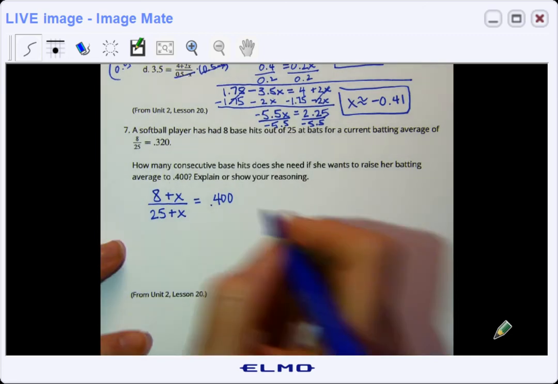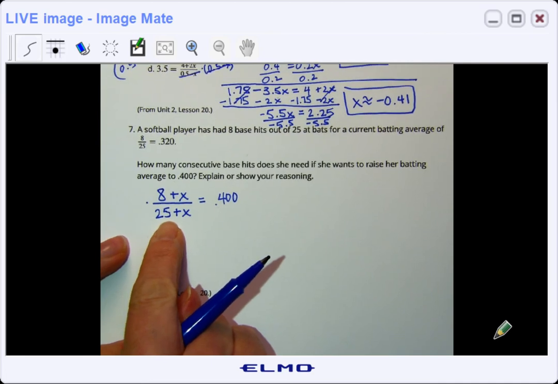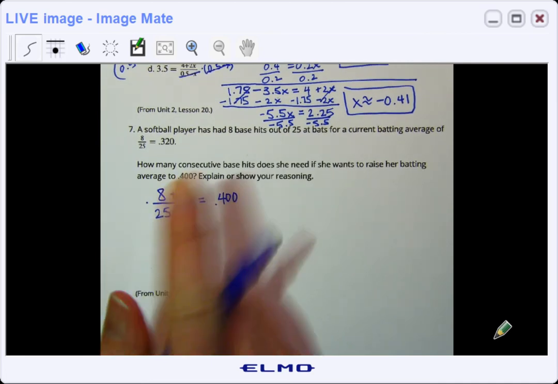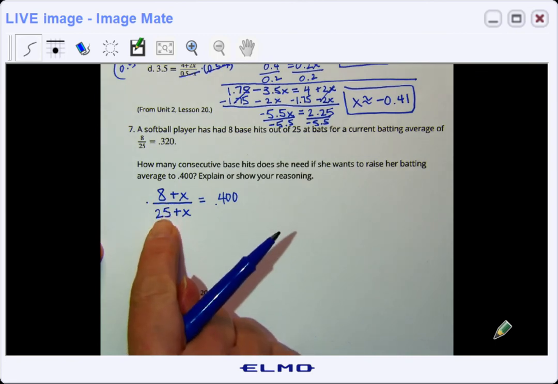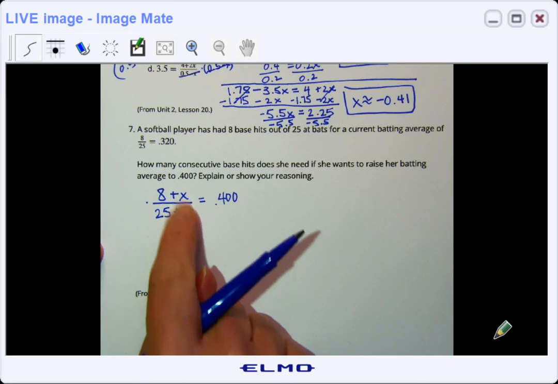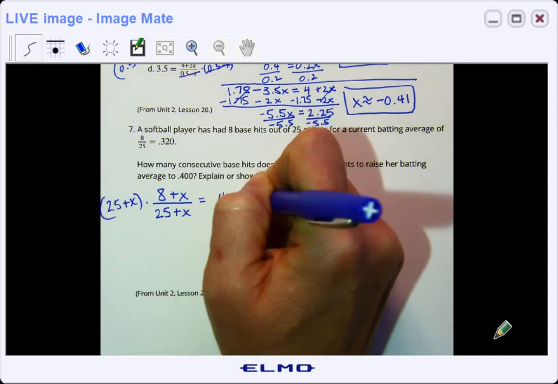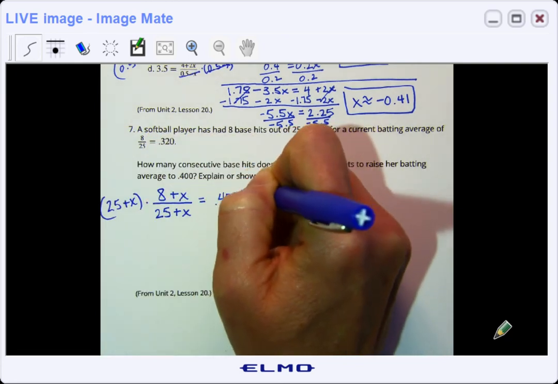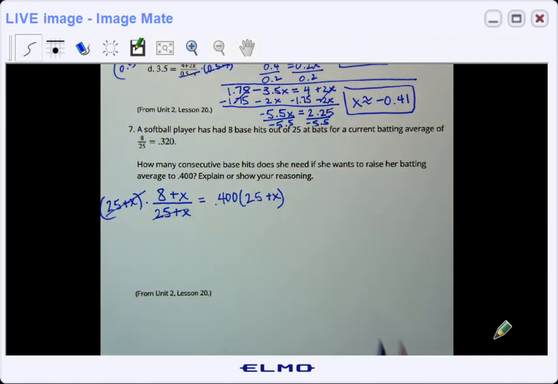Okay, so any value of x that makes that true is going to be the solution. All right, so we'll solve this just like we have in the past by getting rid of the fraction, multiplying by 25 plus x. So this is the number of hits that she already has. This is the number of times she's been at bat. She has to get a hit on every next time at bat to get this up to 400. So we need to know how many. All right, so 25 plus x, 25 plus x, and this times 25 plus x. All right, so those cancel each other out.